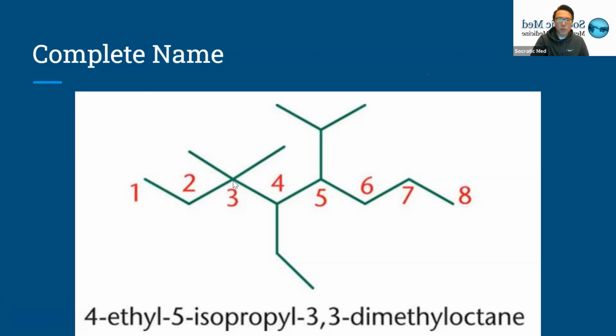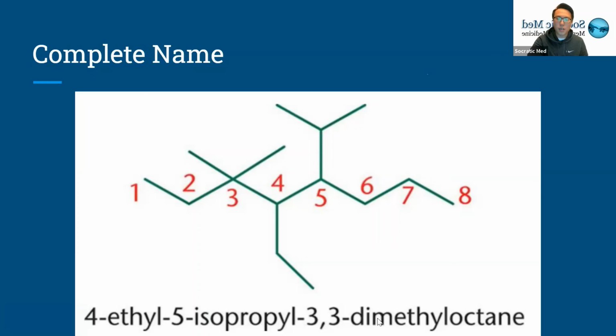So on carbon number 3, there are 2 methyl groups. On carbon number 4, there's an ethyl group. And then on carbon number 5, it's an isopropyl group. So those are the substituents branching off from the carbon chain, and you have to list them in alphabetical order. So ethyl, isopropyl, and then you don't consider the di, so it would be methyl.